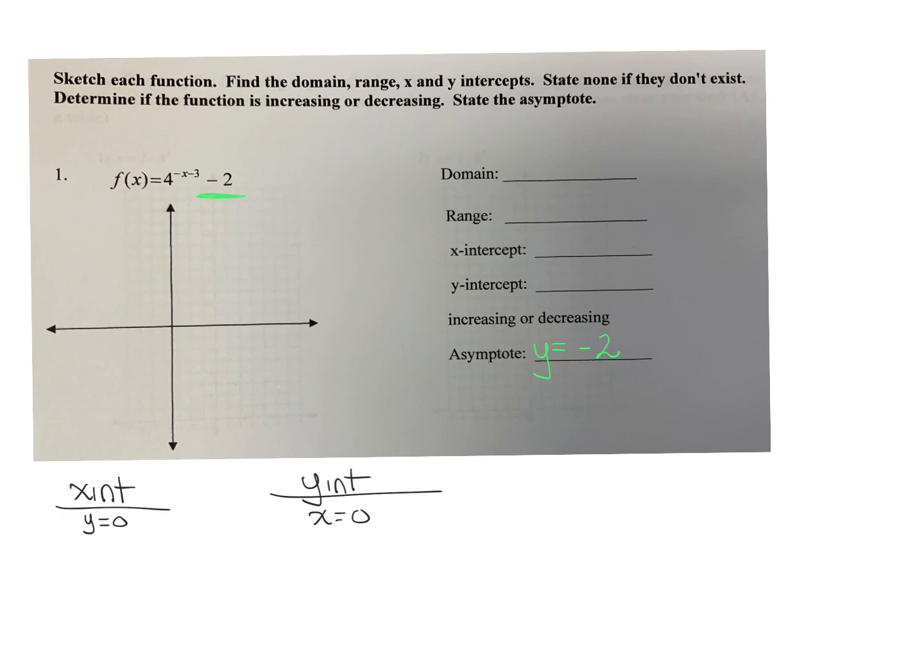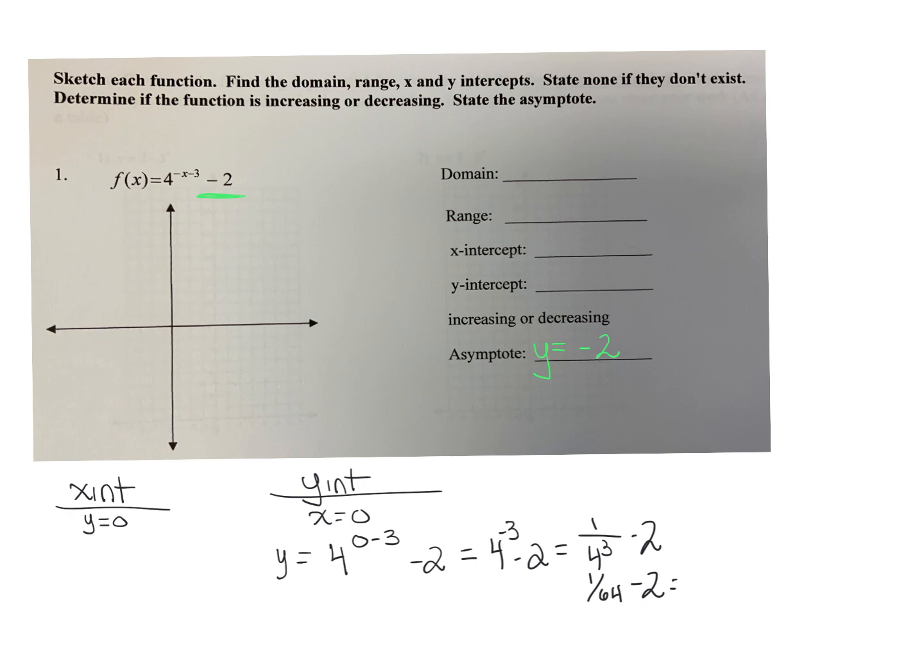Let's start with the y-intercept. So I'm going to get y equals 4 to the -0 minus 3, minus 2. Well, let's see. That's going to be 4 to the -3rd minus 2. That's going to be 1 over 4 to the 3rd minus 2, which we can type in a calculator. 1 over 4 to the 3rd. 4 to the 3rd is 4 times 4 is 16 times 4 is 64. So 1/64 minus 2.